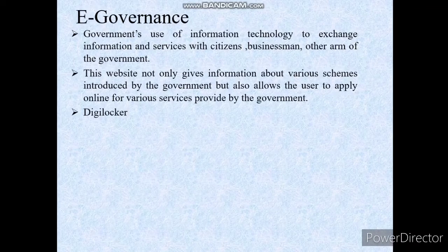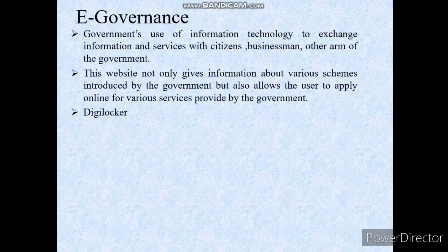Means DigiLocker is a service launched by the government. In DigiLocker you can keep your important documents like a PAN card, mark sheet, Aadhaar card, all the certificates which are issued by the government here. Right? DigiLocker is a locker where you can keep your documents safe on the internet. Right? This locker will also store URIs of the e-documents issued by the various departments.